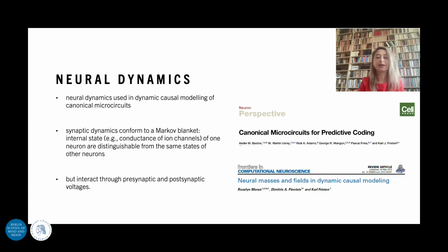Based upon the neural dynamics used in dynamic causal modeling of canonical microcircuits, we know that synaptic dynamics conform to a Markov blanket, such that internal state corresponds to the conductance of ion channels of one neuron and is distinguishable from the same states of other neurons, but they interact through presynaptic and postsynaptic voltages.